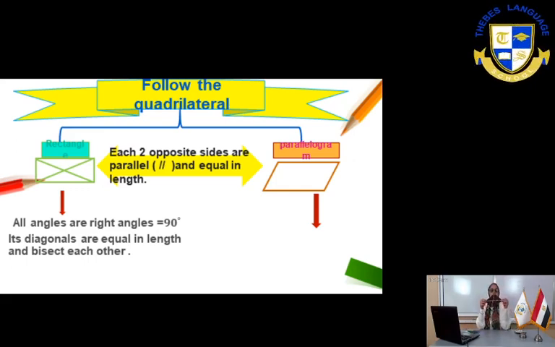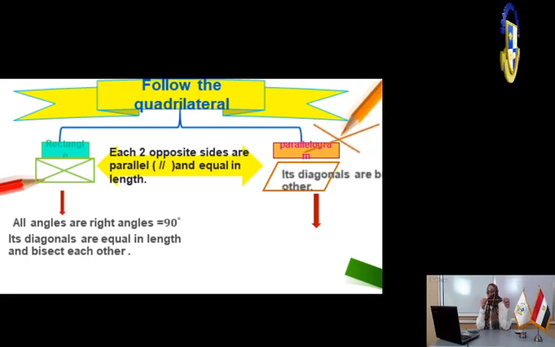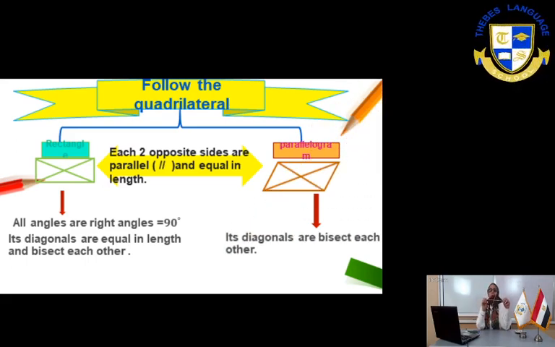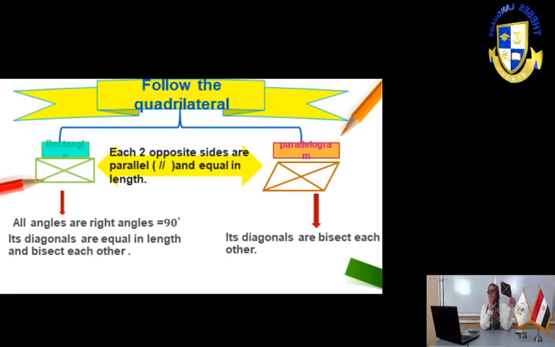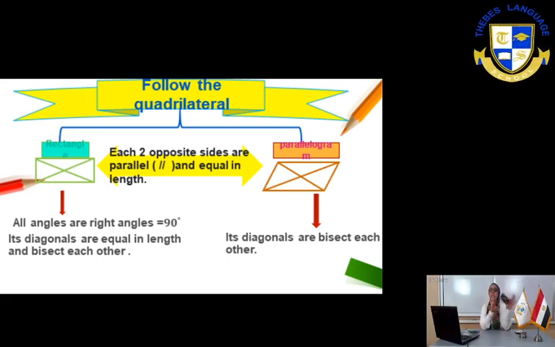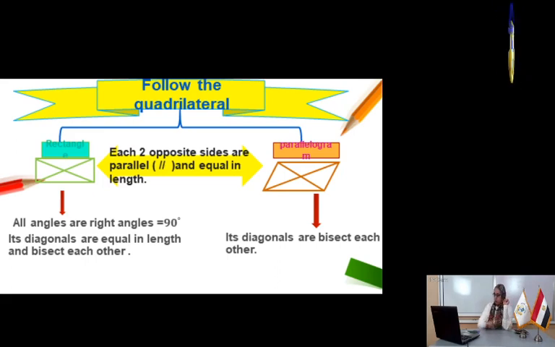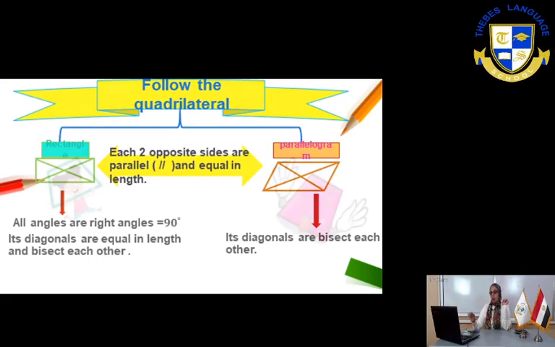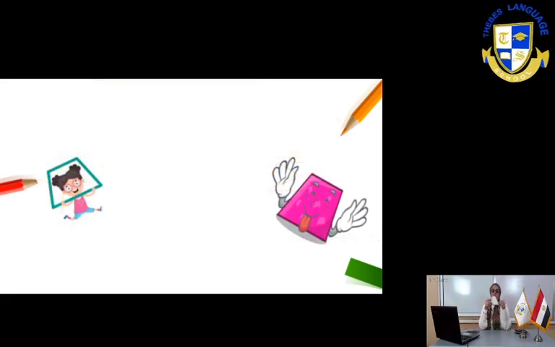Now we have the other quadrilateral, which is a parallelogram. The parallelogram is also a quadrilateral because it has 4 sides, 4 angles, 4 vertices, and its diagonals only bisect each other. Not perpendicular, not equal. Next slide. The last quadrilateral.